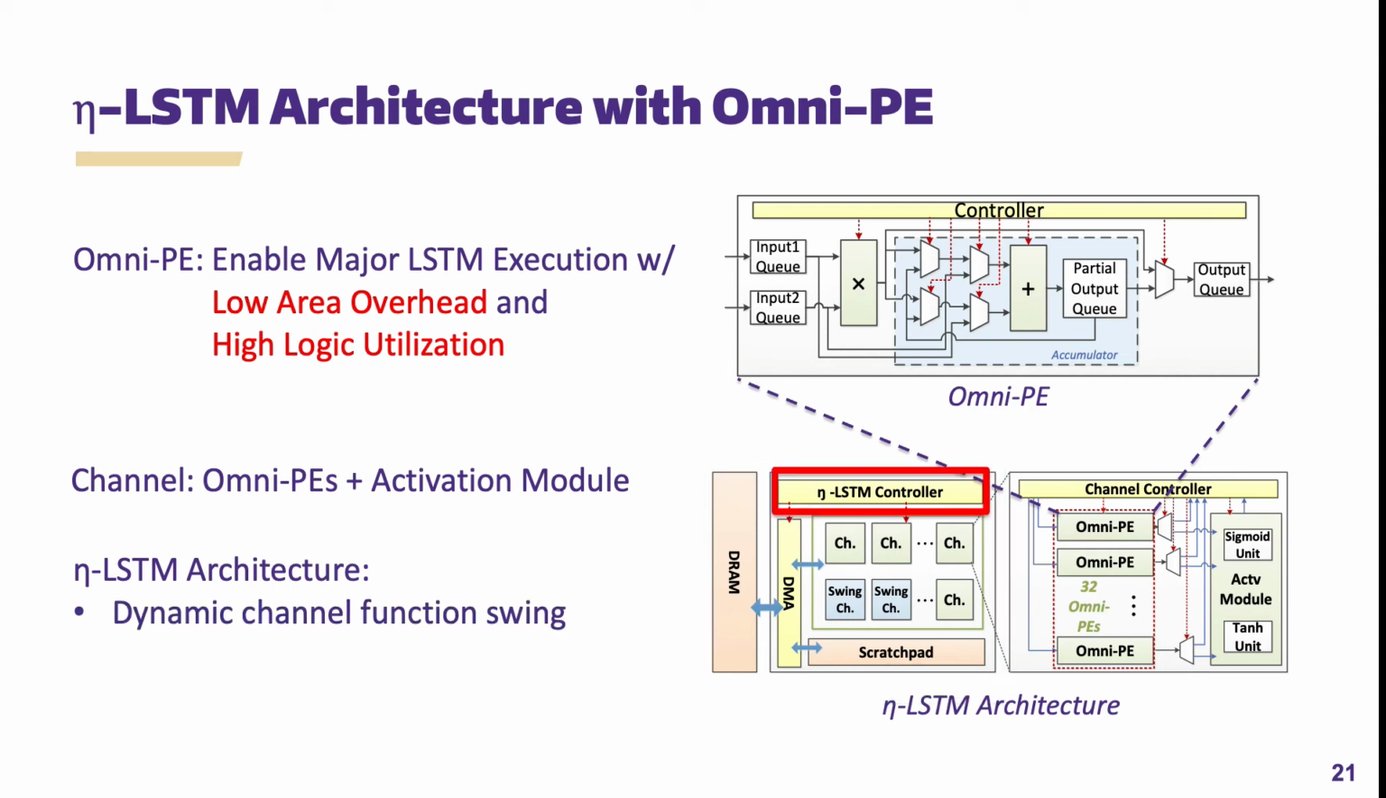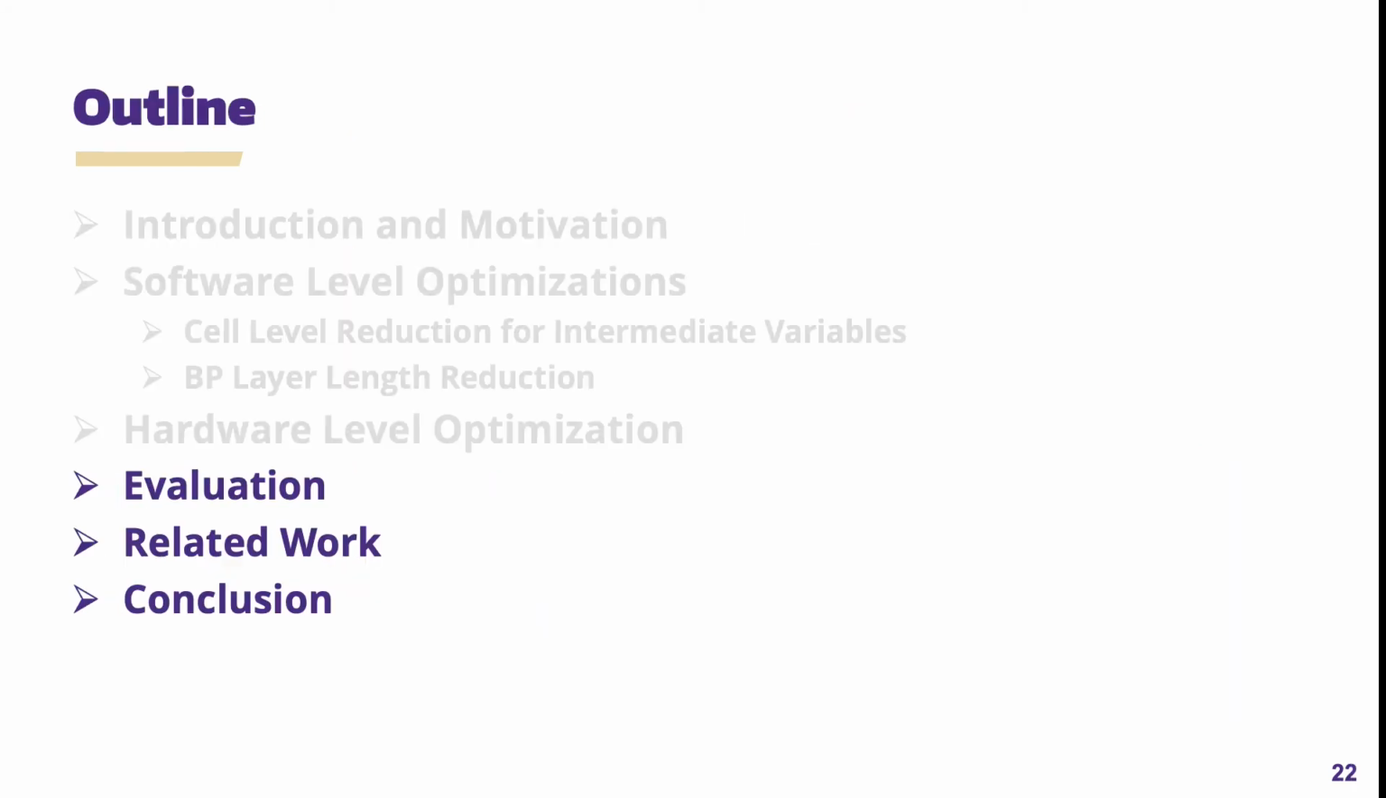Specifically, we have customized the controller to enable dynamic channel function switching, so different channels could perform different kernels based on the demand. All the computation resources can be leveraged, and the intermediate data can be consumed quickly as well. We also customized our DMA to support the computation skipping from our software optimizations. I have talked about our optimizations. It's time to show how effective they are.